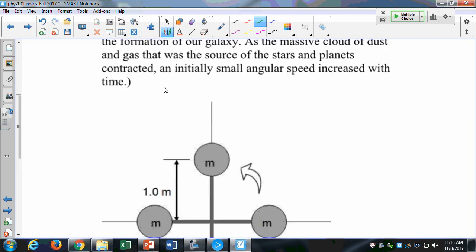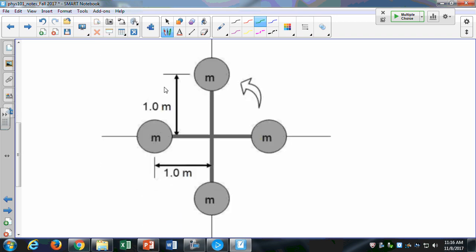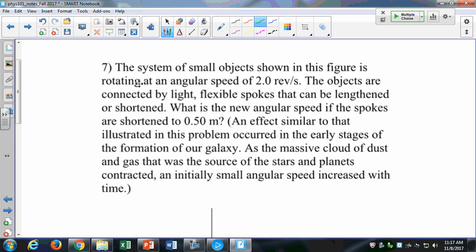All right, so here I have these 4 objects. These are spinning masses. They're spinning about this axis, and they're spinning around in this direction. And the distance between the axis of rotation is 1 meter for each of these objects. And then I want to know what happens to this thing. It's initially spinning at 2 revolutions per second. I want to know what happens if the spokes are shortened by 1/2 meter.